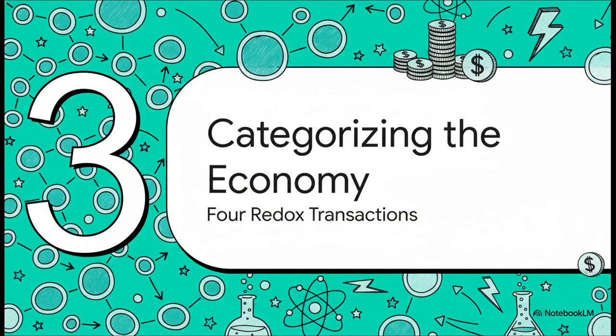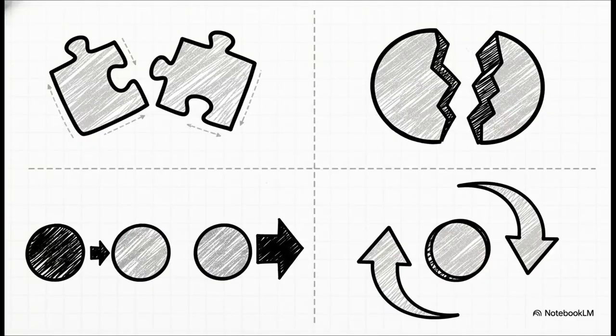Let's dive into Section 3, Categorizing the Chemical Economy, 4 types of redox transactions. Now that we know how to track the money, let's look at the 4 main types of market transactions in our chemical economy. Because just like in global finance, there are different ways wealth gets distributed. These economic shifts range from simple corporate mergers to massive, complex restructurings. Combination reactions, those are like mergers, elemental carbon and oxygen combining to form carbon dioxide. Decomposition is the exact opposite, breaking down a compound like water into hydrogen and oxygen. Displacement is essentially a hostile takeover, where a more reactive element displaces a weaker one.